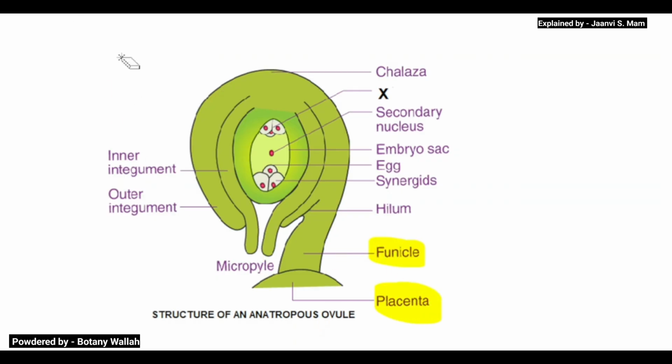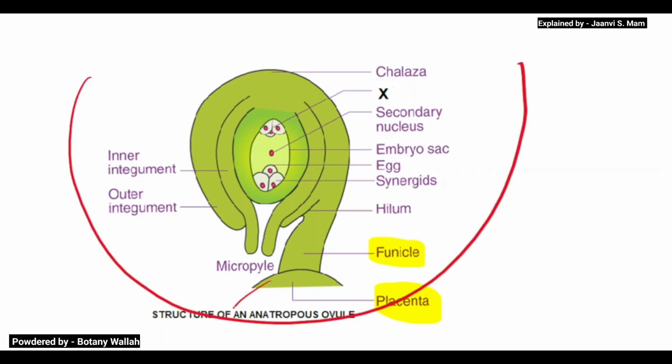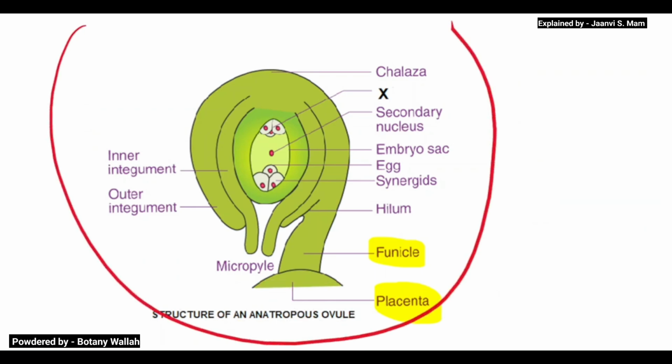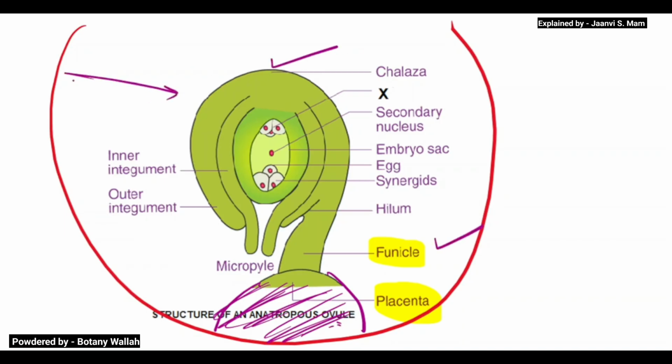So this is basically attached, okay. If I want to draw this ovary, this is attached to ovary here. Here this is placenta, okay. I will draw placenta with a different color. See, this is ovary, suppose ovary wall, and here there is placenta, okay. Then you have funicle, and this entire structure is of ovule, okay. I hope this is clear.